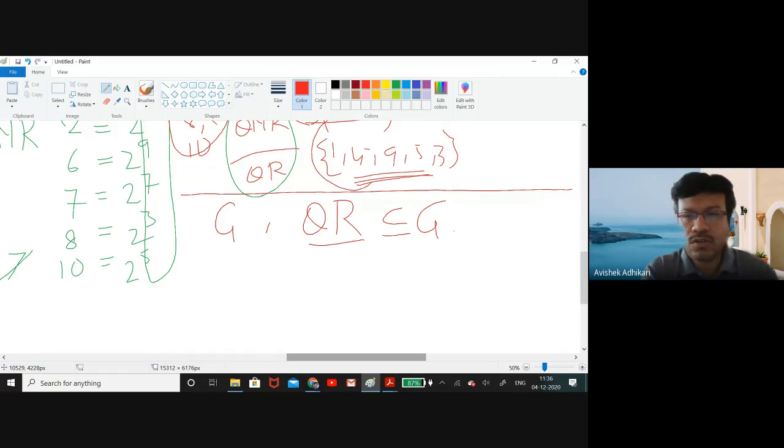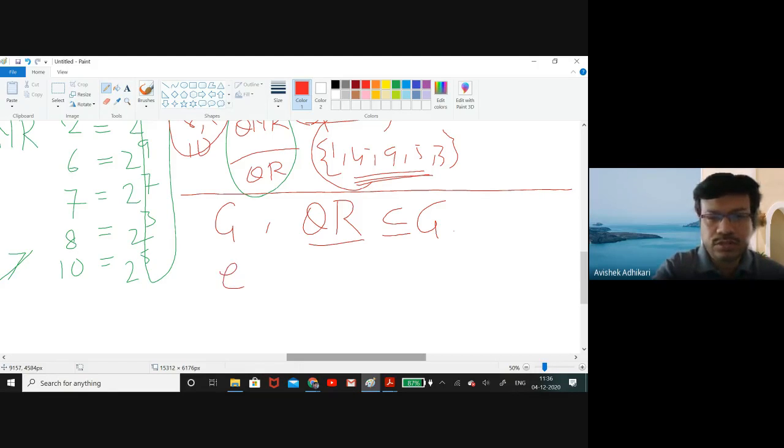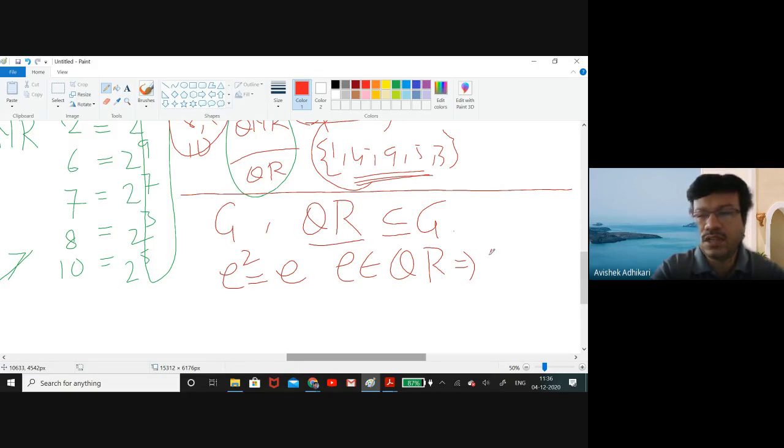So there would be a problem for showing it to be a subgroup. It has to be non-empty. So how to show that QR is a non-empty subgroup of G? Any guess? Anybody? The identity element is a quadratic residue. Exactly. You can see that E squared is always E, right? That's why E must belong to the quadratic residues. That implies the quadratic residue set is non-empty.